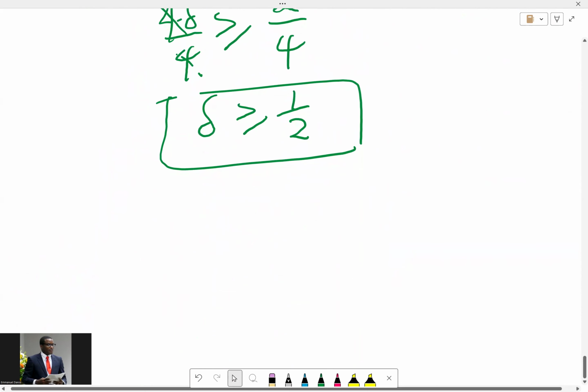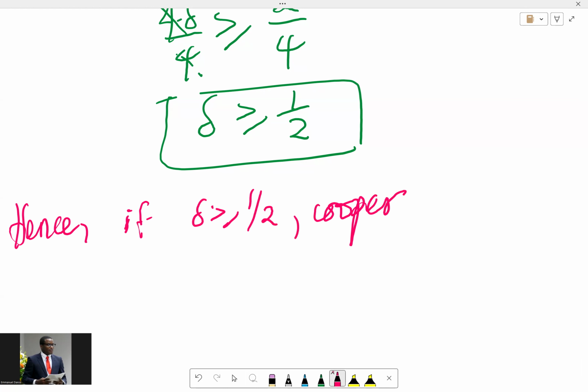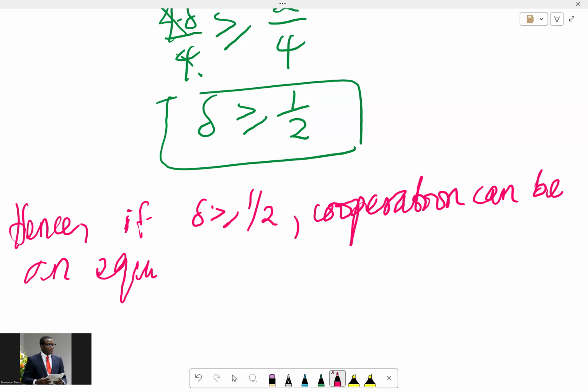So in this case, we say hence, if delta is greater than or equal to 2 over 3, is greater than or equal to 1 over 2 is what I'm getting here. It's greater than or equal to 1 over 2. Cooperation can be an equilibrium. Cooperation can be an equilibrium.